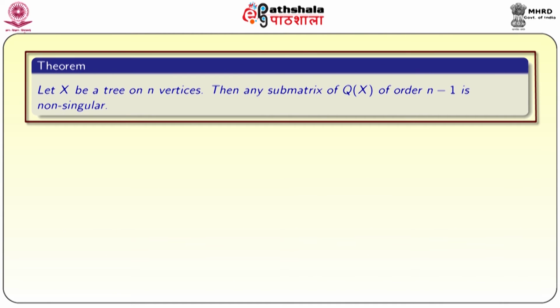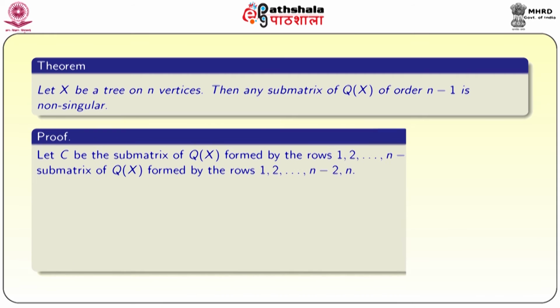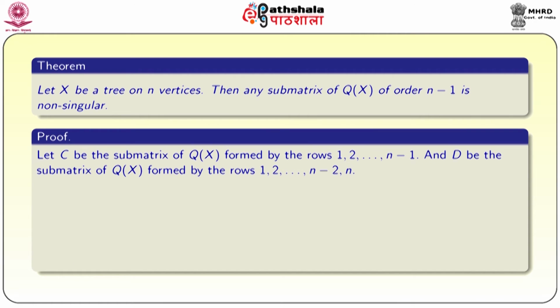Now, we will prove another result. Let X be a tree on n vertices, then any submatrix Q of X of order n minus 1 is non-singular. Let C be a submatrix of Q of X formed by the rows 1, 2, 3 and so on n minus 1, and D be the submatrix of Q of X formed by the rows 1, 2, 3 and so on n minus 2, comma n.